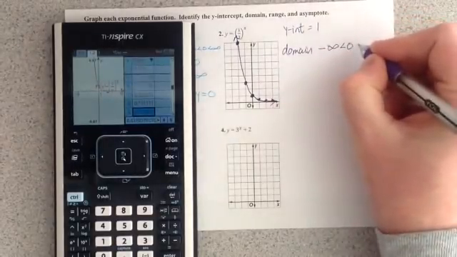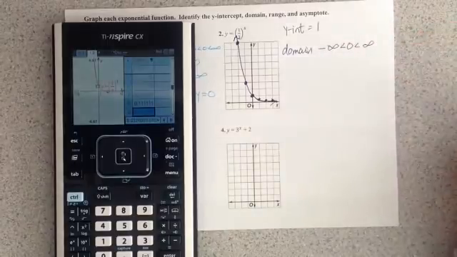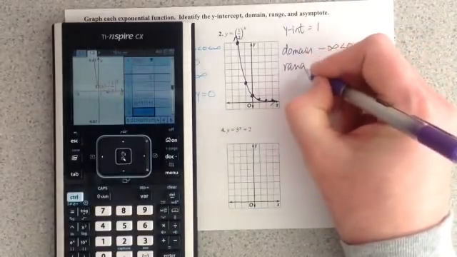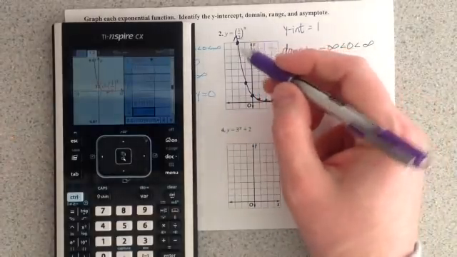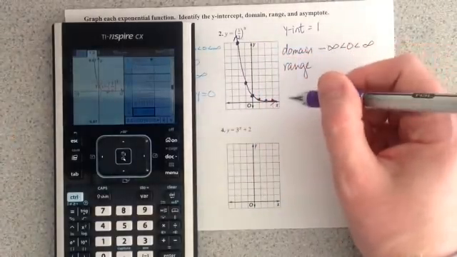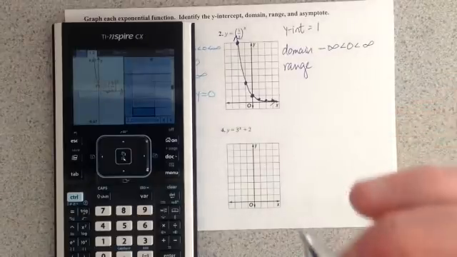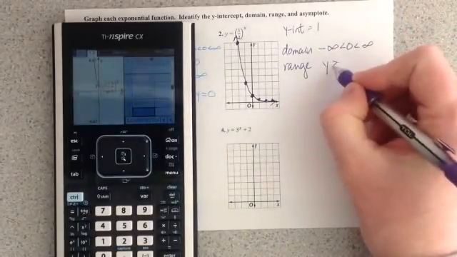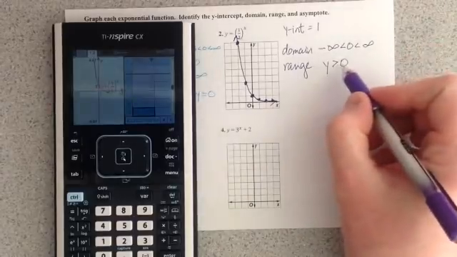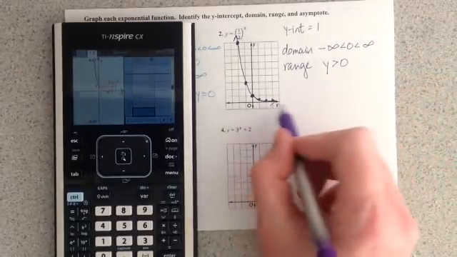-infinity is less than x is less than infinity. And the range, looking at the graph, or you can look at the one you drew, what is the number where all of the y values are above it? That would be y is greater than 0. Again, it can't be greater than or equal to 0 because it never touches the 0 line.